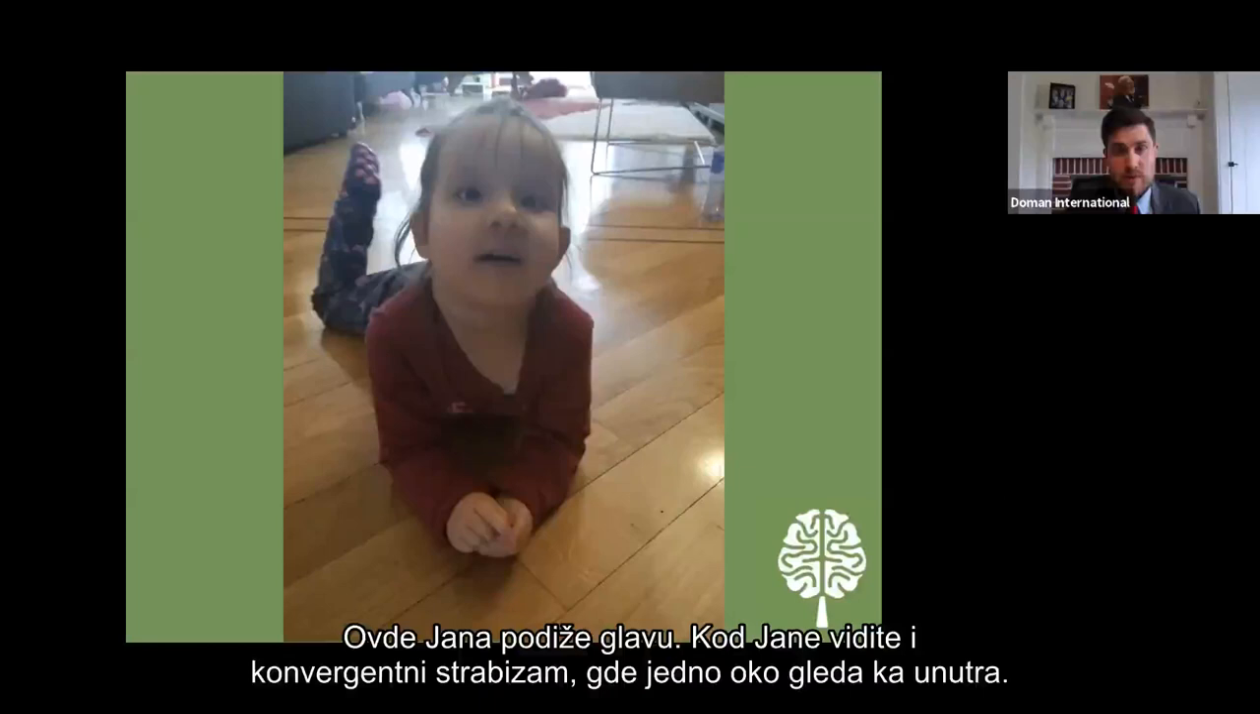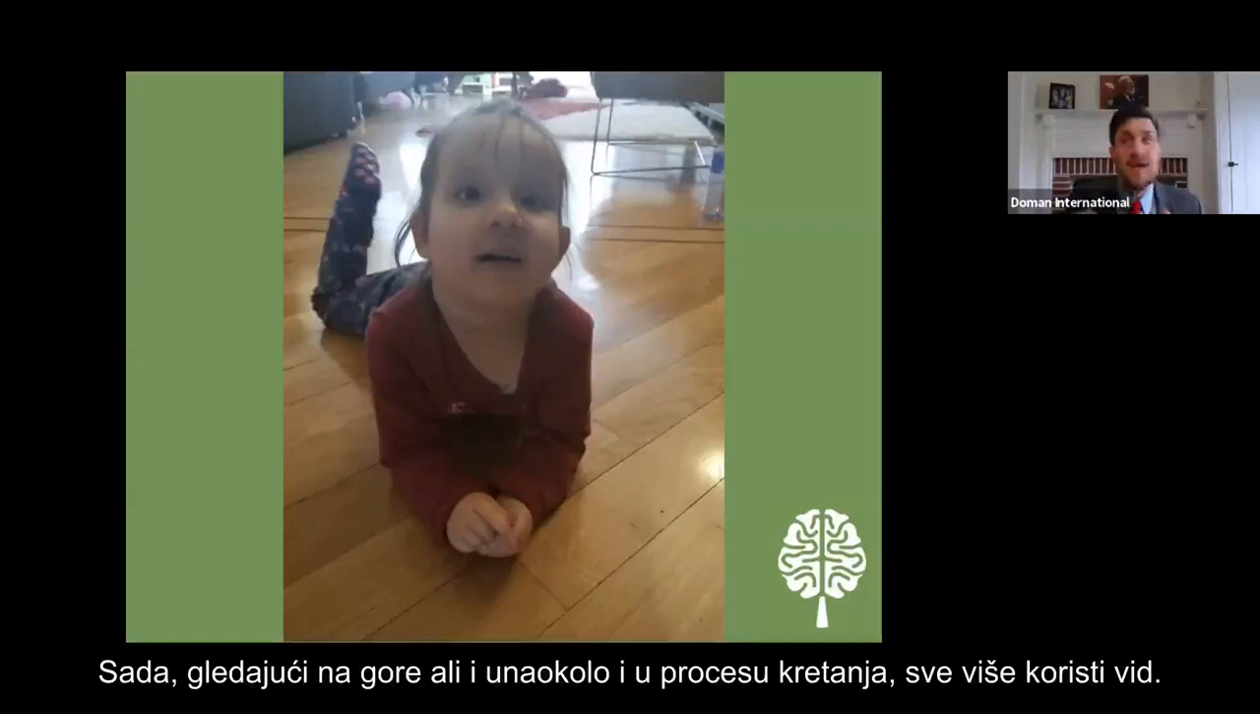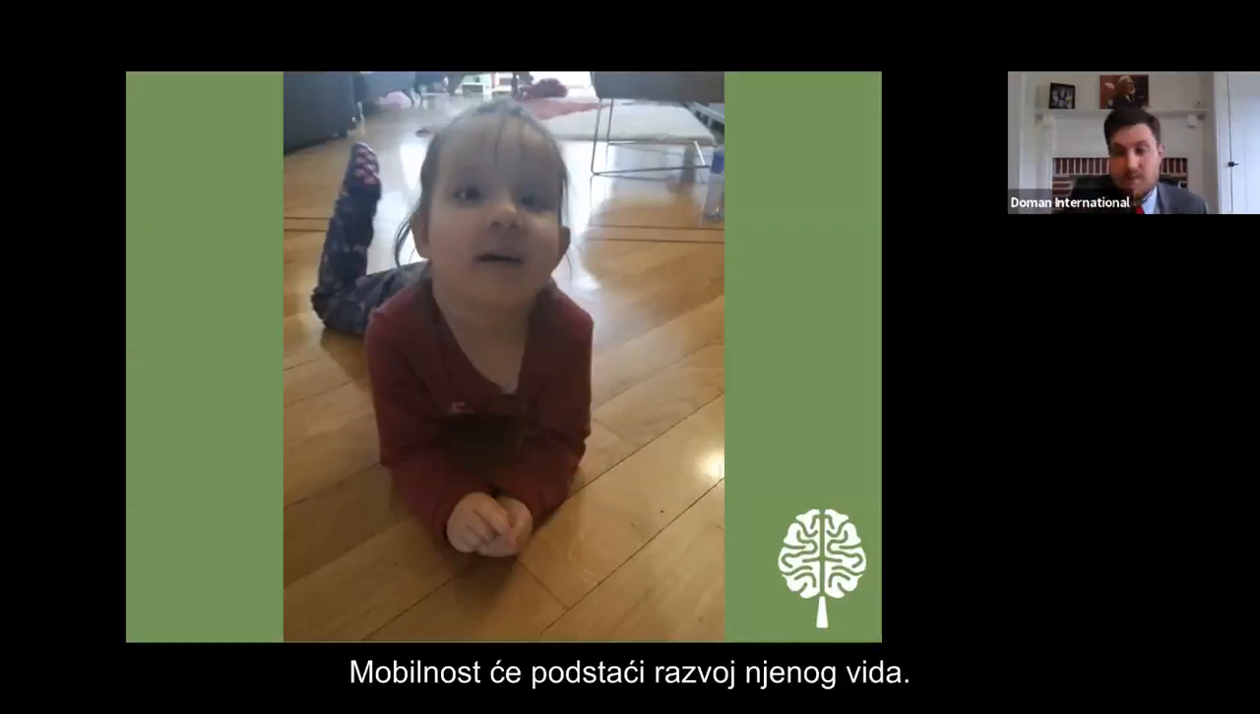Now you can see here with Yana, she has a convergent strabismus with one eye coming in. But now with her looking up and around her environment and in the process of her beginning to move, she's using her vision more. And so mobility will help drive her visual development.